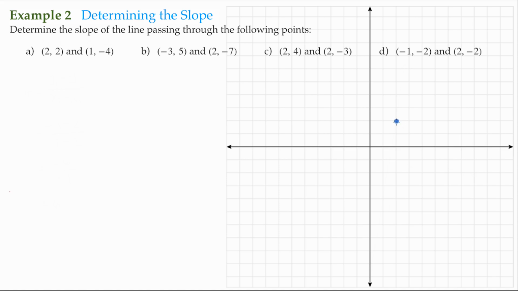So there's (2, 2). And then I'm going to graph (1, negative 4). So we'll go over 1 and then down 4. 1, 2, 3, 4. So here's (1, negative 4). So then we'll put a line that goes through these 2 points. Now we want to determine what is the slope of this line.